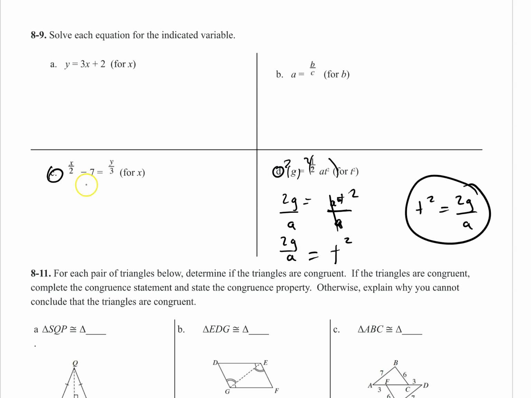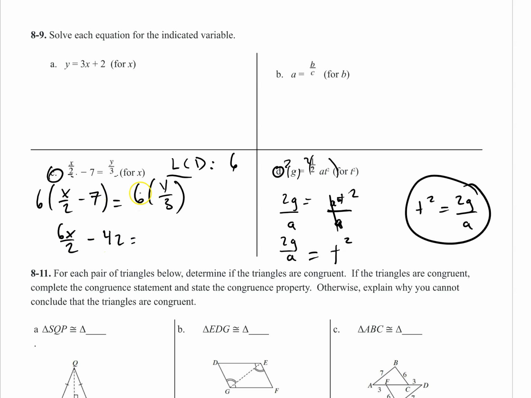C, there are 2 fractions, and the least common denominator, LCD, of 3 and 2 is going to be 6. So I'll multiply everything by 6. So we have 6 times x over 2, that's 6x over 2, minus 6 times 7 is 42, equals 6 times y, which is 6y divided by 3. 6x divided by 2 is 3x, minus 42 equals 2y.